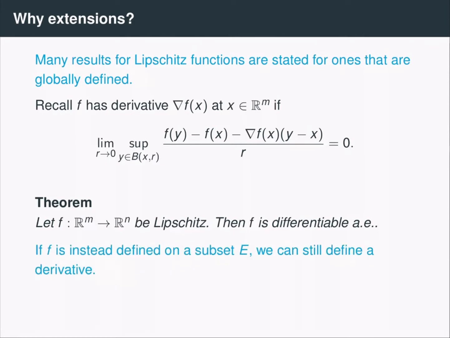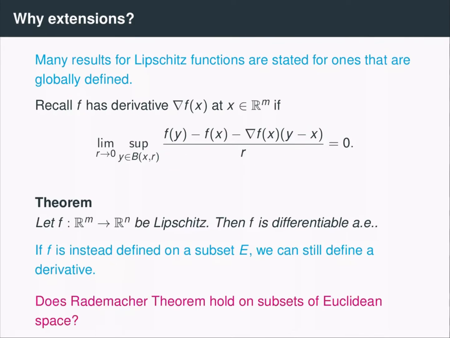Now, you notice that if we define f on a subset instead, then we can still make sense of the notion of a derivative. In this definition, we just have to take the intersection of this ball with the set E, where the function is defined. Okay? So then the natural question is, does Rademacher's theorem hold for functions defined on subsets of Euclidean space? So the answer is yes, because we have certain theorems that say that given a Lipschitz function on a subset, we can actually extend it to all of Euclidean space, where we can apply Rademacher's theorem to that globally defined function.